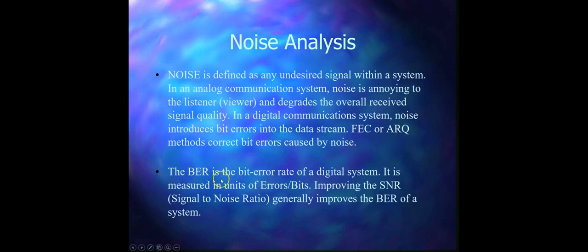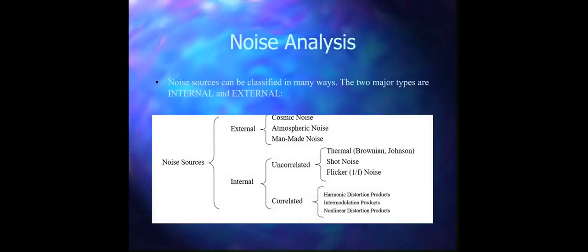And BER, which stands for bit error rate of a digital system, is measured in units of errors per bits, and improving the SNR, which is the signal to noise ratio, which we will read about in the next coming slide, generally improves the BER of a system. Now I'll directly move on to the next slide and we will learn about noise in detail.